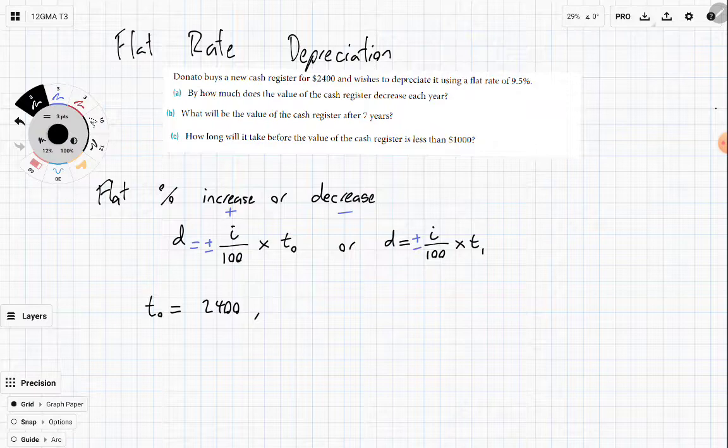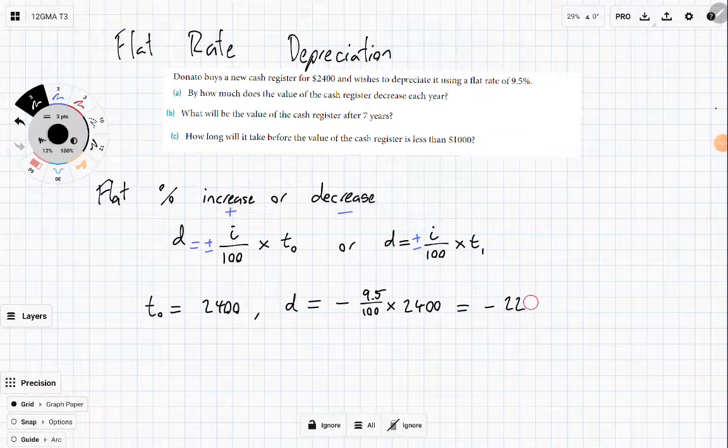And so he's decided that it's going to lose about 10% every year. So it's going to depreciate. Depreciate means lose value, so it's negative. And then that's 9.5 over 100 times 2,400. And we get that it is going to be negative 228. Okay, so it's going to lose $228 every single year. So, part A, how much does the value of the cash register decrease each year? $228 every year.